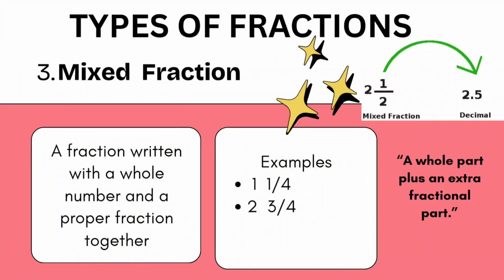Now, the third one, mixed fraction. A fraction written with a whole number and a proper fraction together is called a mixed fraction. Examples: 1 1 by 4, 2 3 by 4. A mixed fraction shows a whole part plus an extra fractional part. If we see our example 1 1 by 4, the 1 is a whole part and 1 by 4 is an extra fractional part.